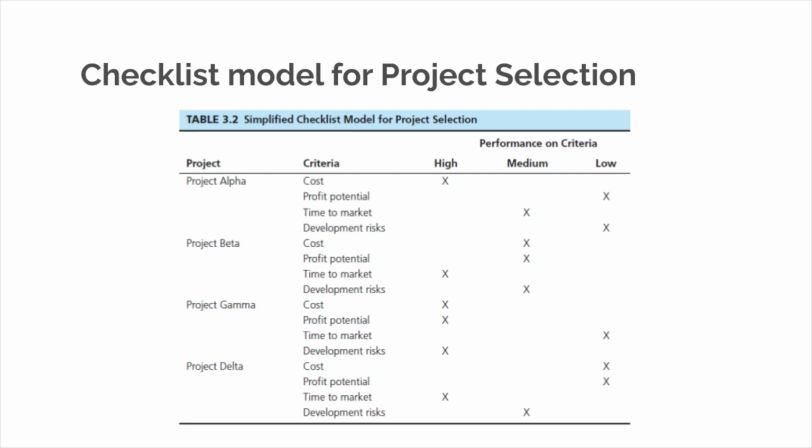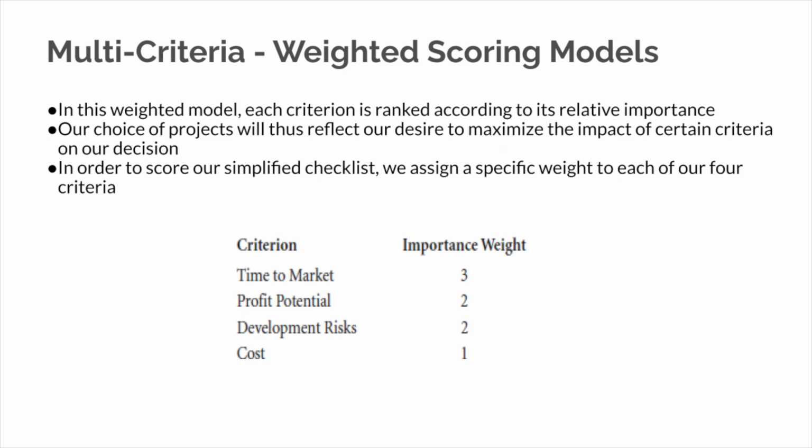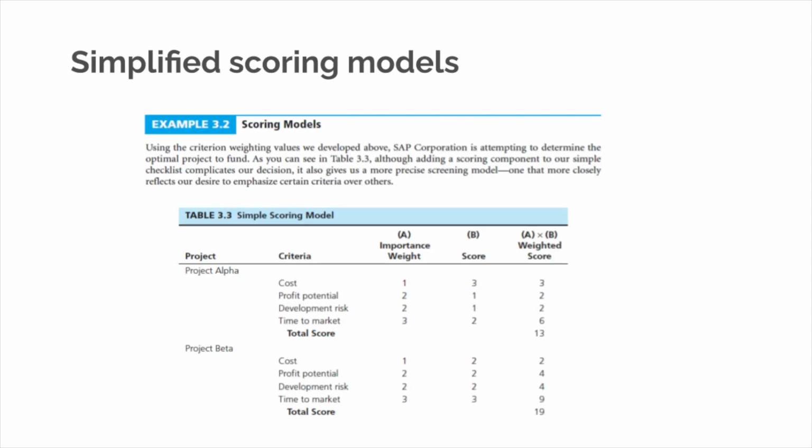Now we can put a finer point on this model if we use what's called a weighted scoring. So different criteria will be weighted differently. We think of this particular example here where time to market has a weight of 3, meaning it's very important. Profit potential, a weight of 2, development risk, a weight of 2, and cost, a weight of 1. So the time and the profit ones are more valuable than the development one and cost.